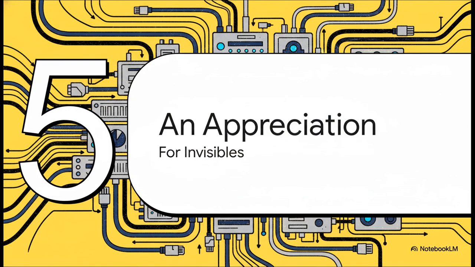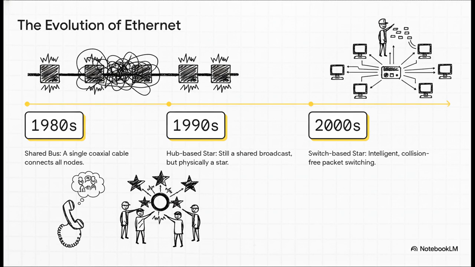It's so easy to focus on Wi-Fi and the internet and all the flashy stuff. But this quiet, wired foundation has been evolving for decades, just getting smarter and more efficient behind the scenes. In the very beginning, Ethernet was what they called a shared bus, which was kind of like an old party line telephone where everyone could hear everything and you had to wait your turn to talk. Then came the hub, which was still a party line, just organized a bit better. And finally, we got the switch, that intelligent traffic cop that gives every conversation its own private, collision-free line. This whole evolution has just been about creating more and more order from chaos.